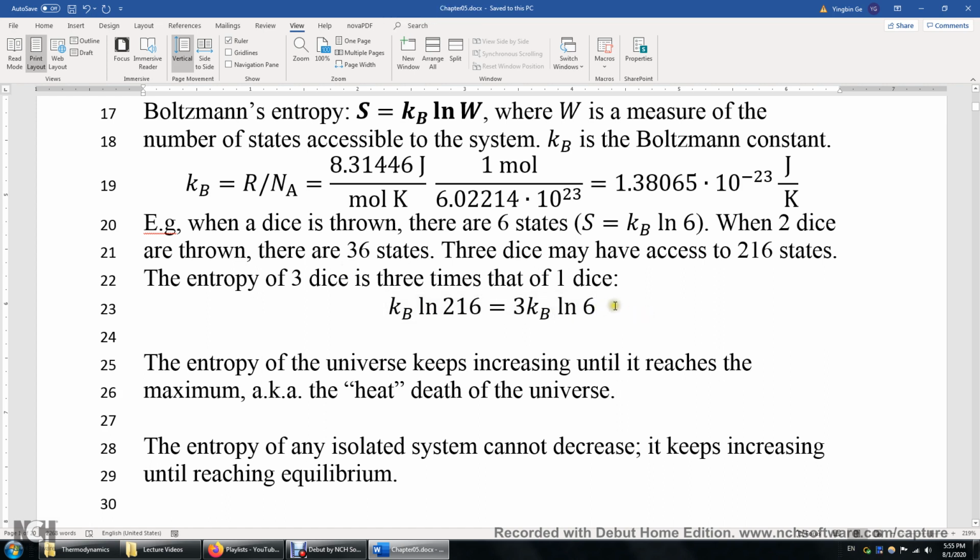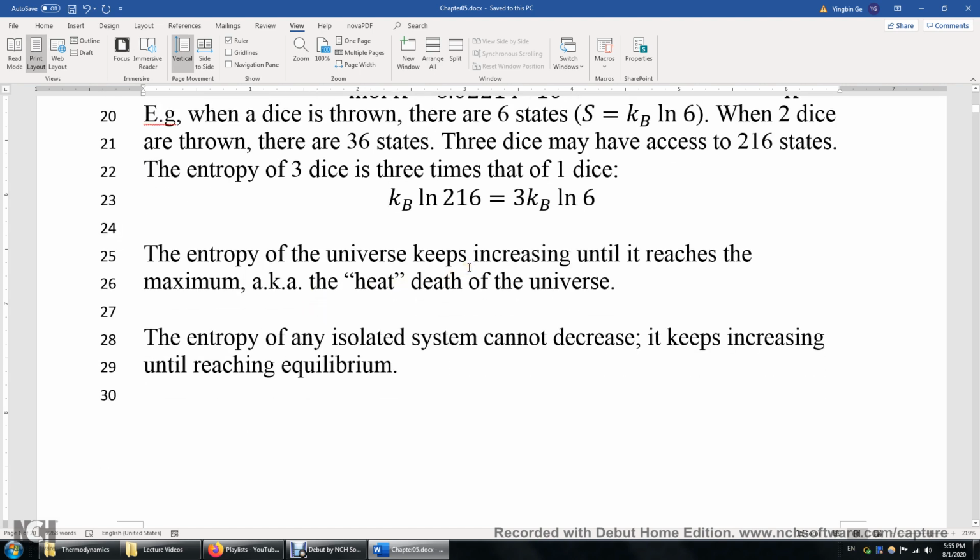So that makes sense. Entropy is an extensive property. It's proportional to the size of the system. 3 dice, well, you have 3 times entropy. The entropy of the universe keeps increasing until it reaches maximum. That's called heat death of the universe. The entropy of any isolated system cannot decrease. Usually it keeps increasing until an equilibrium is reached. It's called thermodynamic equilibrium.